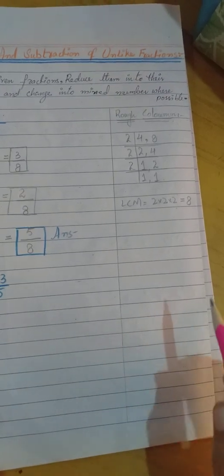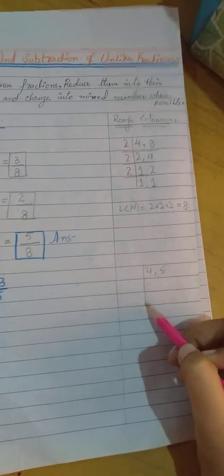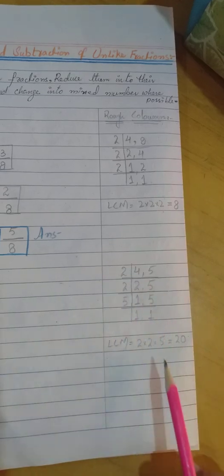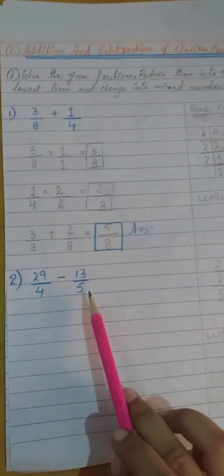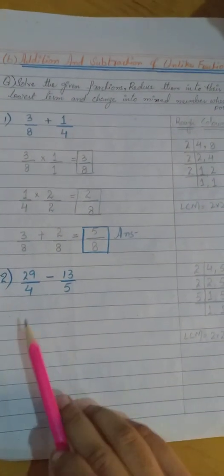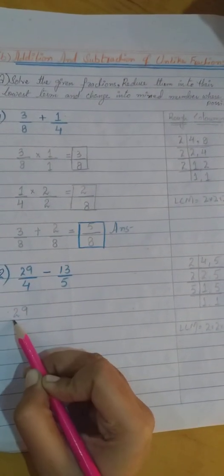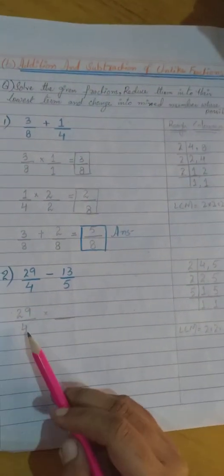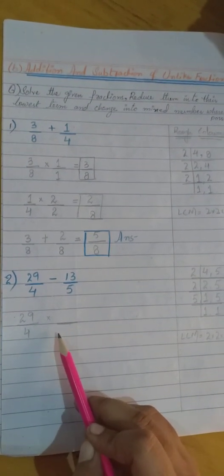Again in the rough column, we will take the LCM of 4 and 5. Here the LCM of 4 and 5 is 20. It means we have to make these two denominators equal to the LCM, that is 20. First we will take the first fraction to make its denominator equal to 20. Now you have to raise this fraction so that its denominator will be equal to 20.